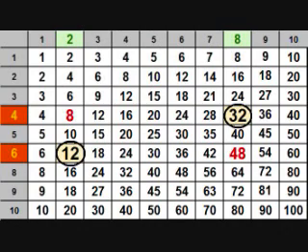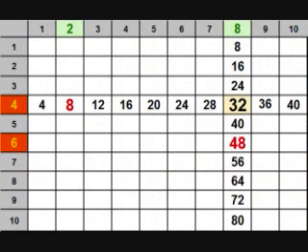Row 4 times column 8 is 32. Row 6 times column 2 is 12. I've marked the 12 and the 32 in this chart. Notice that they form the opposite corners of a rectangle, with 8 and 48 being the other two corners. We'll focus our attention on 3 of the corners of that rectangle, 8, 32, and 48.